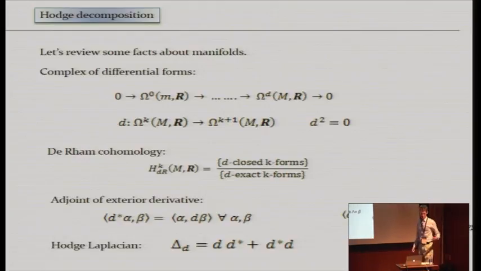On a general differentiable manifold, you can define differential forms, and differential forms fit in a complex. That is, I can write it as a sequence like this: a sequence of degree 0 forms, degree 1 forms, up to degree d forms, where d is the dimension of my manifold. The map that takes you from degree k forms to degree k plus 1 forms is the exterior derivative. There's a natural derivative acting on differential forms, and d squared is 0, so the composition of any two of these maps is 0. That's why it's called a complex.